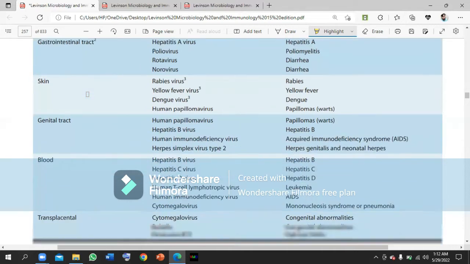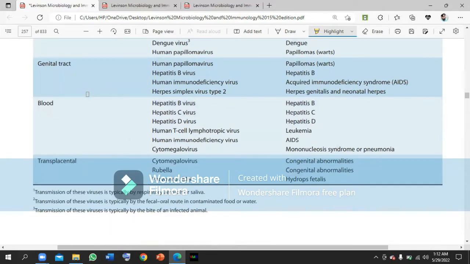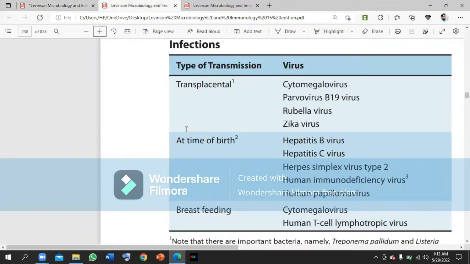The other is the transplacental route. Transplacental route means, for example, a fetus is present inside a mother, and there is a special type of layer through which the food and the blood can pass, mostly the food. So if the mother is infected, those viruses can get entry to the fetus by passing through the placental layer. It includes cytomegalovirus, rubella virus, and parvovirus B19. So this is also a case of transmission. Other transplacental transmission, as I have told you, includes cytomegalovirus, parvovirus, rubella virus, and Zika virus.